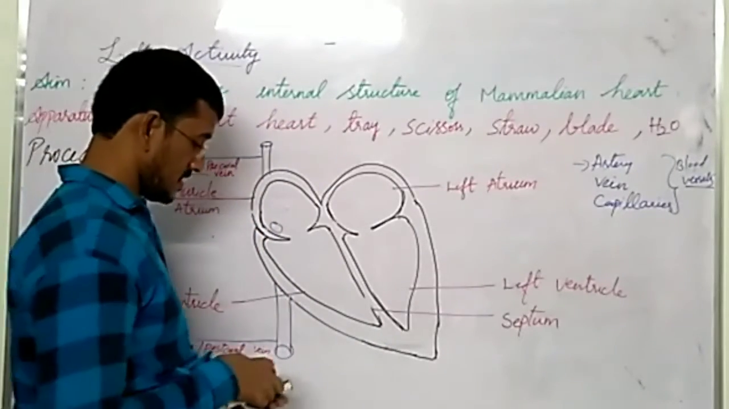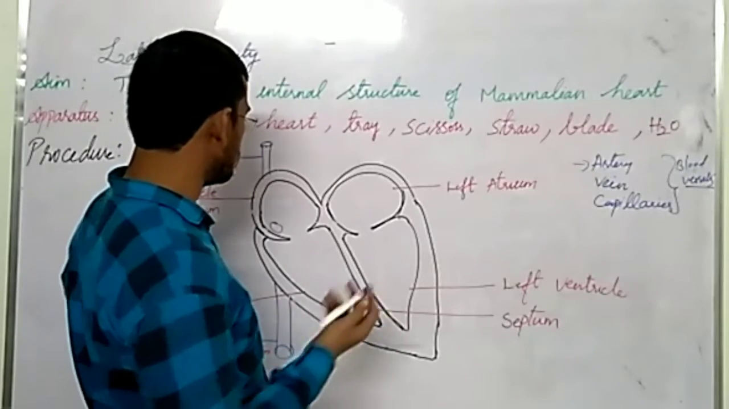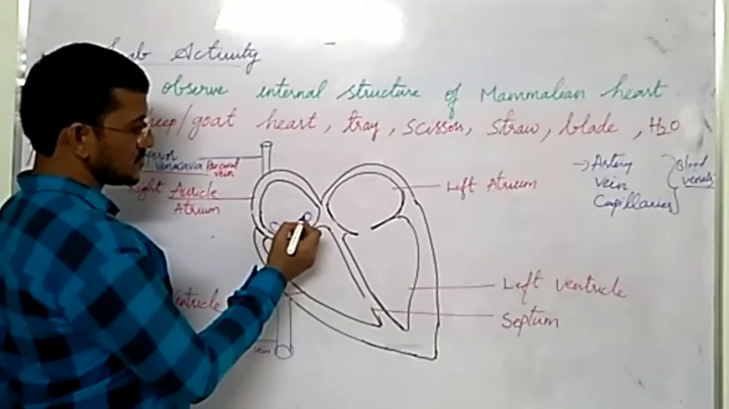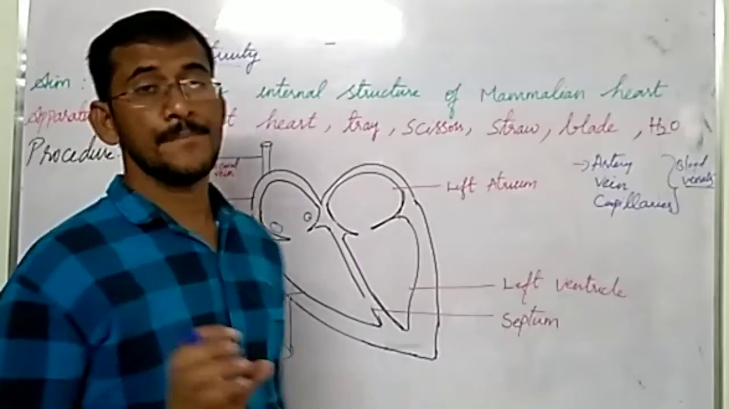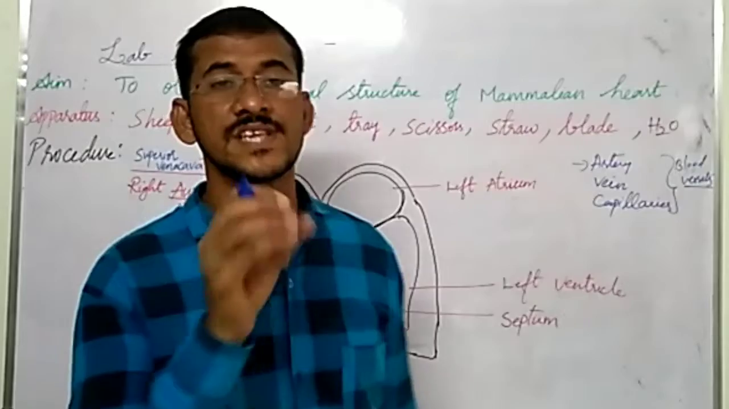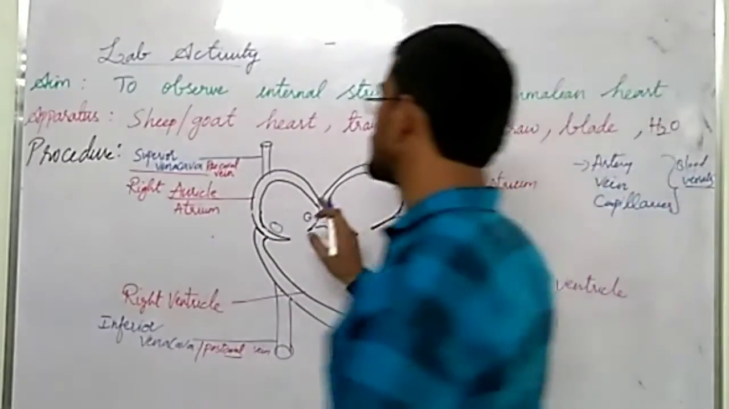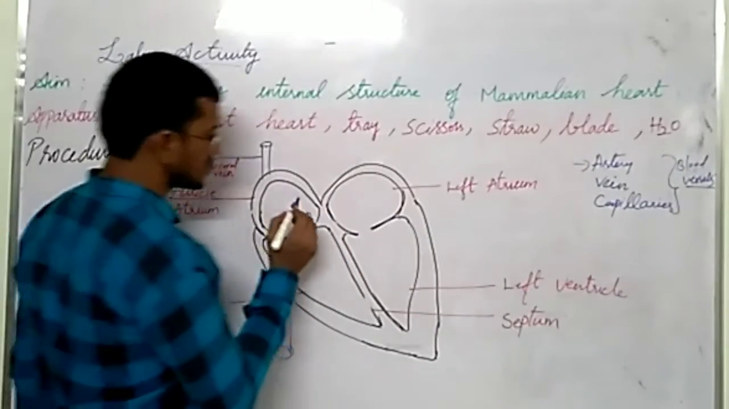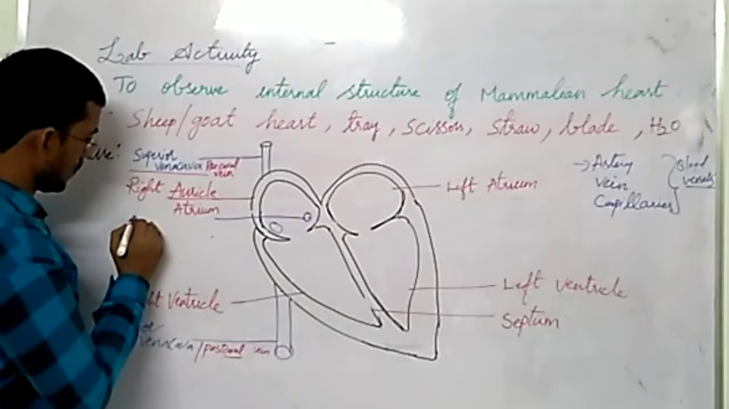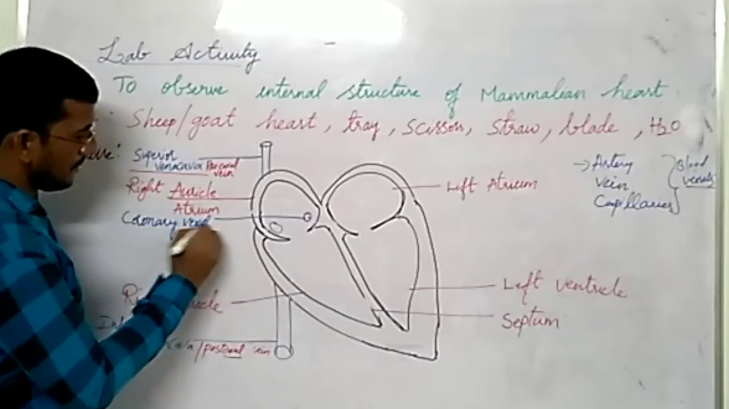Heart contains coronary blood vessel, and this coronary blood vessel opens into the right atrium. Coronary blood vessel is a heart blood vessel which collects deoxygenated blood from the heart and it opens into right atrium. So this part is called coronary blood vessel.